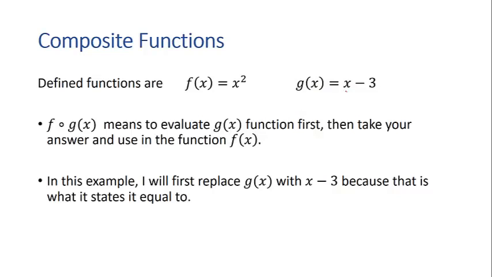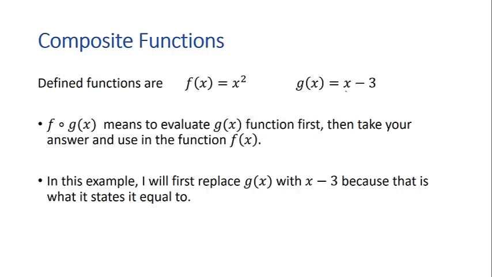Composite functions, you can think about them in terms of nested parentheses, where we have to do the innermost parentheses first and then the outermost parenthesis. So in this example, we have two defined functions. We have f of x equals x squared. We have g of x equals x minus 3.